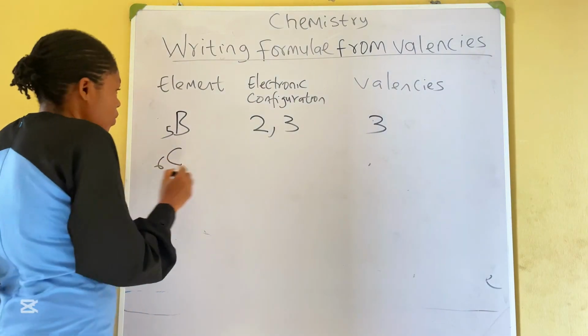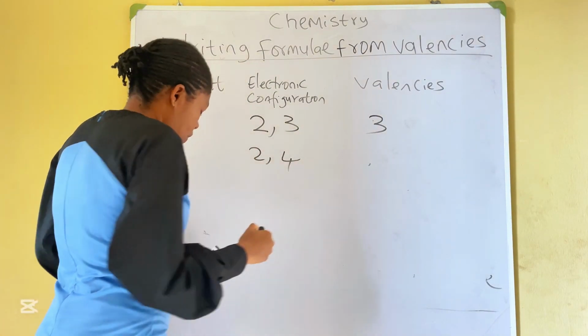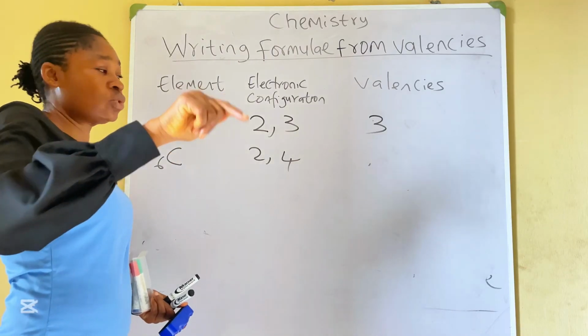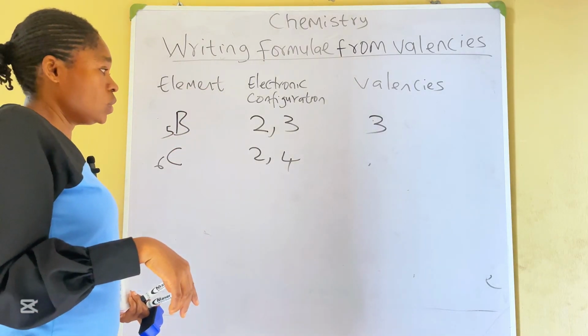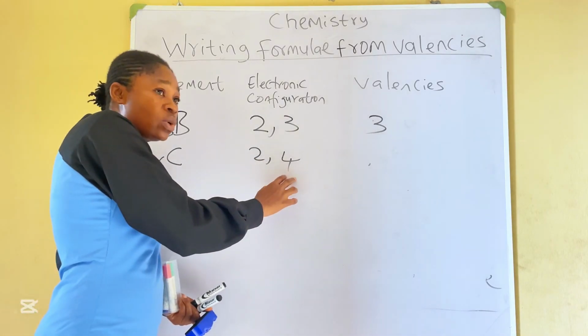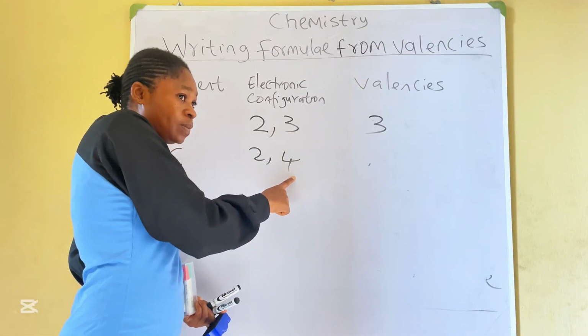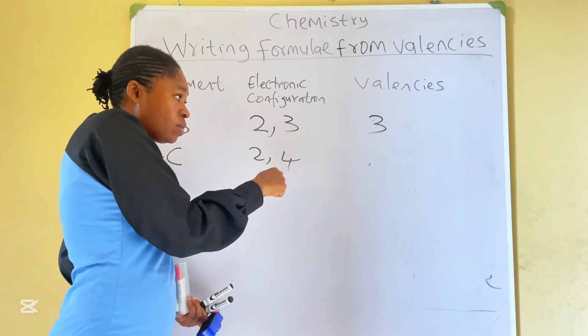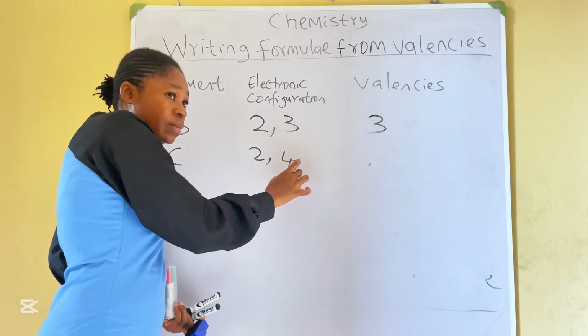Carbon: 2, 4. Carbon has 4 electrons in its outermost shell, so carbon can go into chemical bonding. It will not lose this electron. The one that has 4 will not lose 4, and will not accept 4 either. So it goes into chemical bonding by sharing.